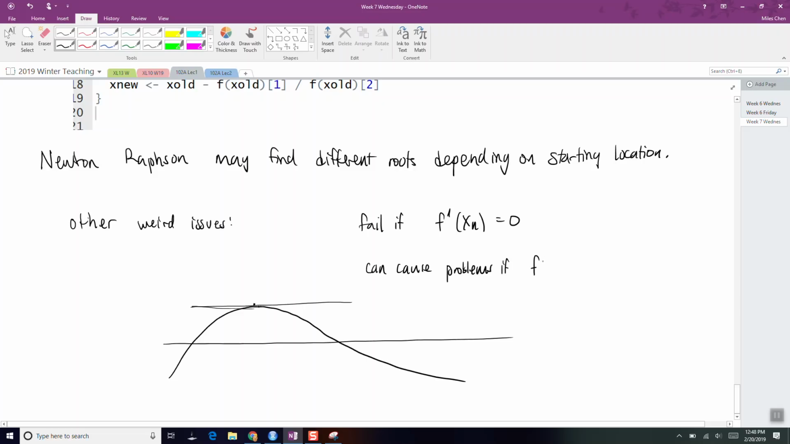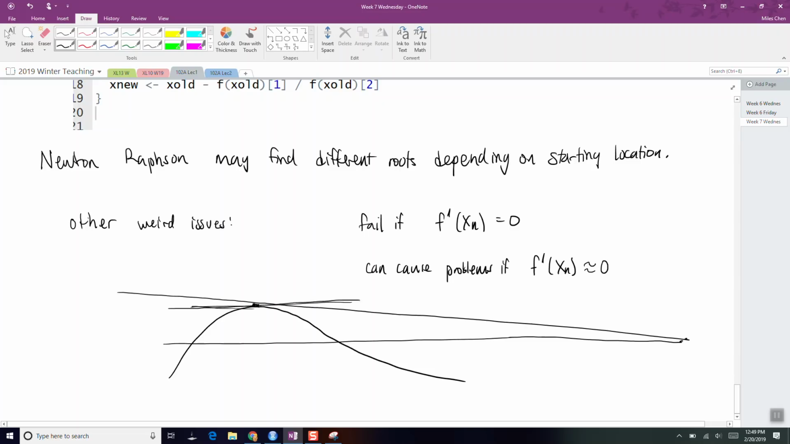if f prime of xn is not 0 but close to 0. So you might have something that's not exactly parallel, but the tangent line ends up way out there, and it doesn't cross until over here. So here, if the slope is 0, it's going to be parallel and it'll fail. And if the slope is just very close to 0, the run is going to be like 1,000,000, and you can end up who knows where.